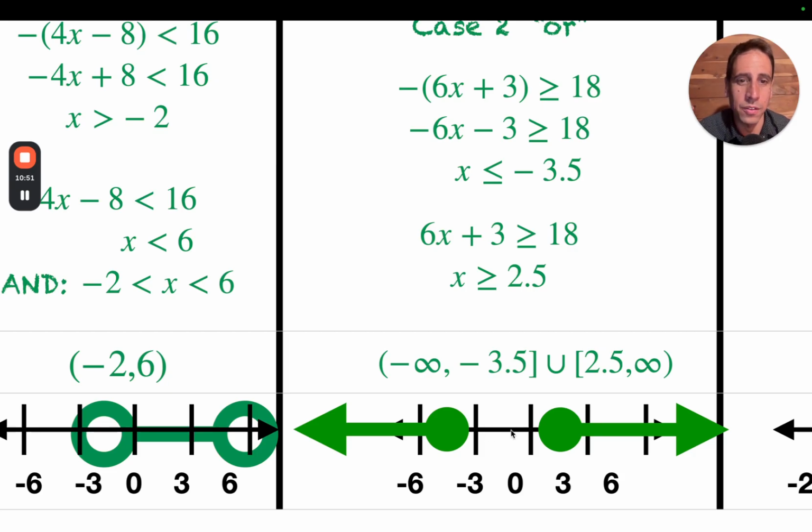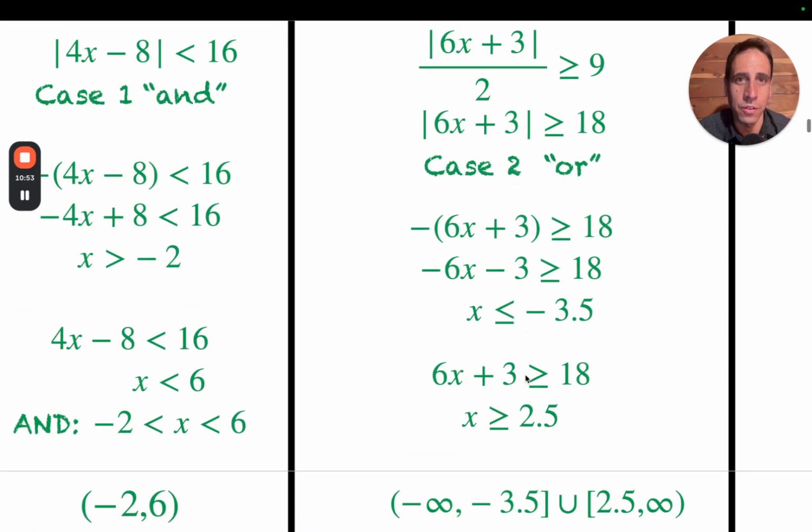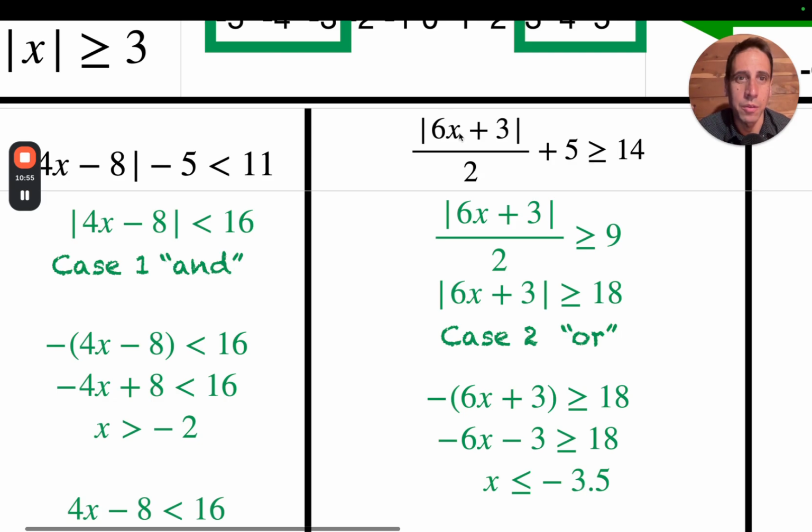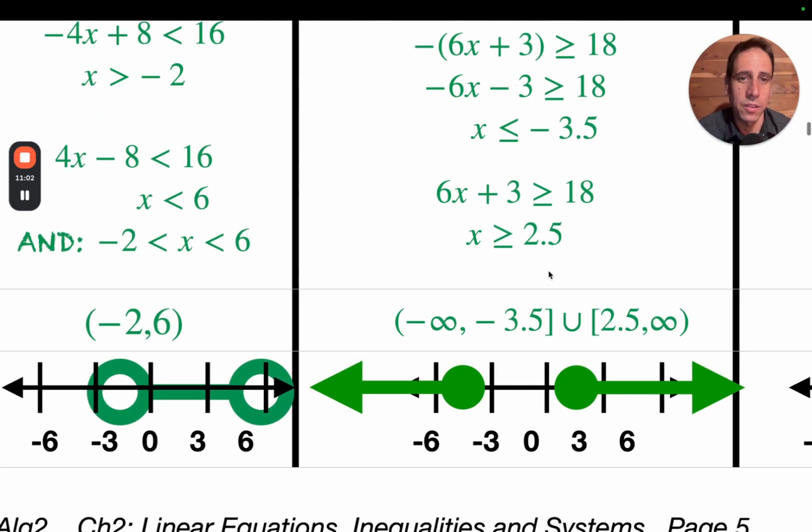Then there's a little break. There's no numbers on the inside. In fact, 0. You could plug 0 in here, and it would not be a solution. 0, this is like 3 over 2 plus 5. Yeah, it's not greater than or equal to 14. So 0 doesn't get shaded.